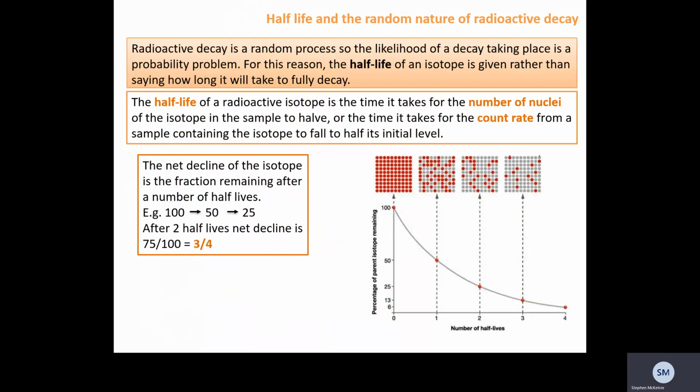Okay, so radioactive decay is a random process. So the likelihood of decay taking place is a probability problem. For this reason, the half-life of an isotope is given rather than saying how long it will take to fully decay.